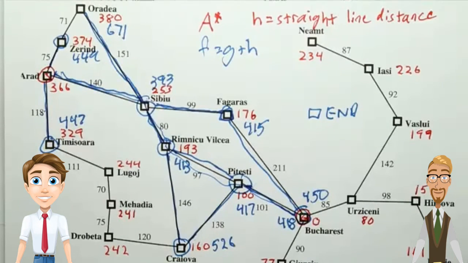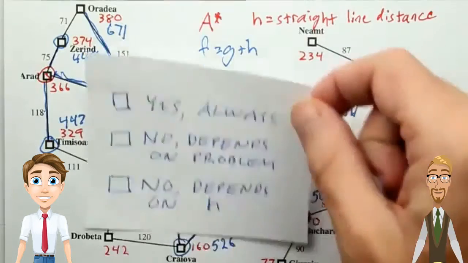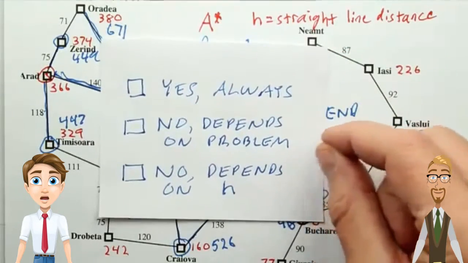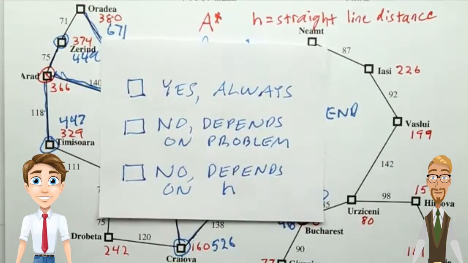Now the question, which you'll have to think about, because we haven't explained it yet, is whether A star will always do this. Answer yes if you think A star will always find the shortest cost path. Or answer no if you think it depends on the particular problem given. Or answer no if you think it depends on the particular heuristic estimate function h. The question is whether A star search is optimal.